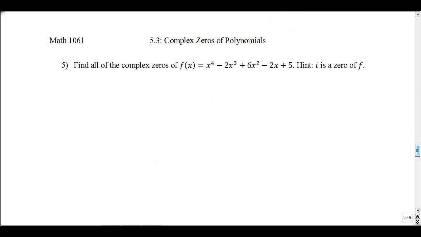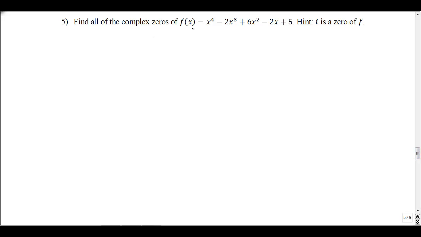Next up, we want to find all the complex zeros of our polynomial function. That's f of x is x to the 4th minus 2x cubed plus 6x squared minus 2x plus 5. And we're given a hint here. i is a zero of f.